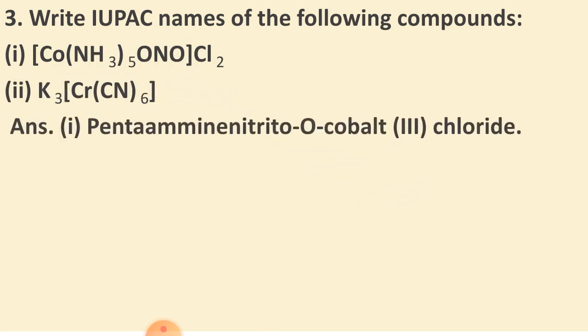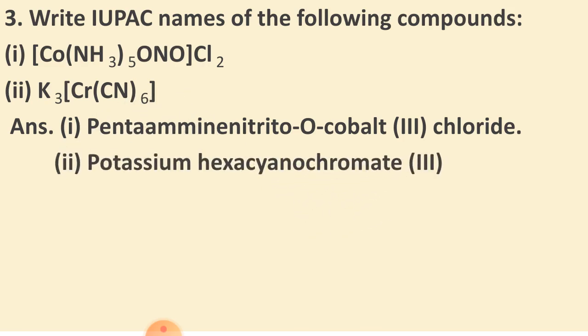So your answer is like this. For the first complex compound, the name is pentaammine because there are 5 ammonia. ONO is known as nitrito-O because O is attached to the Co. Cobalt(III) chloride. Second, potassium hexacyanochromate(III). So like this way you can write the name of a complex compound.